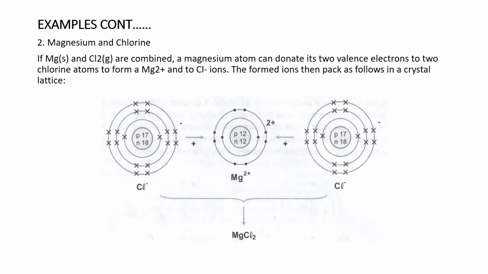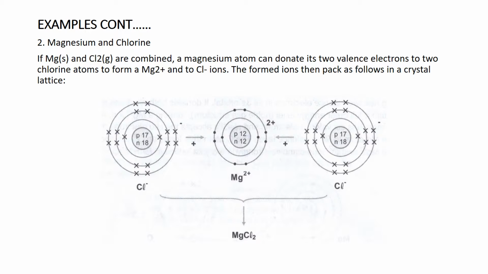Well, magnesium can also react with a nonmetal that needs 2 electrons to fill its outermost energy level, like oxygen. But here let's just look at magnesium reacting with chlorine. The ions then pack as follows in the crystal lattice.